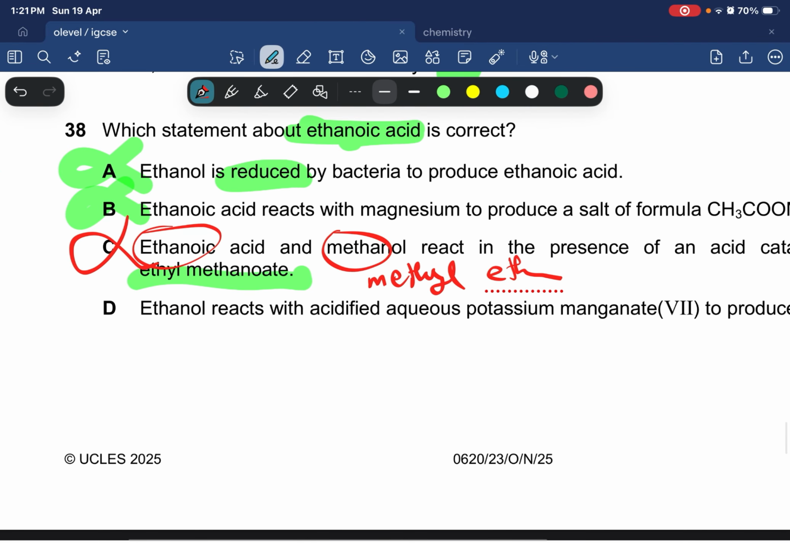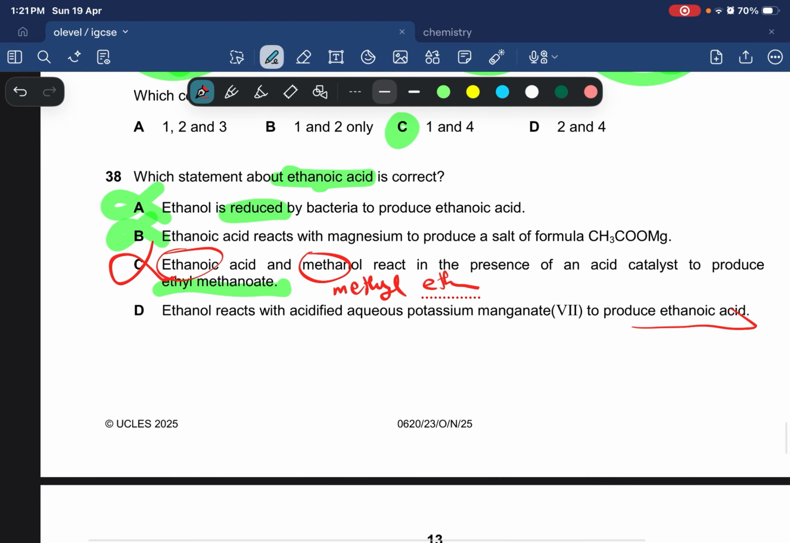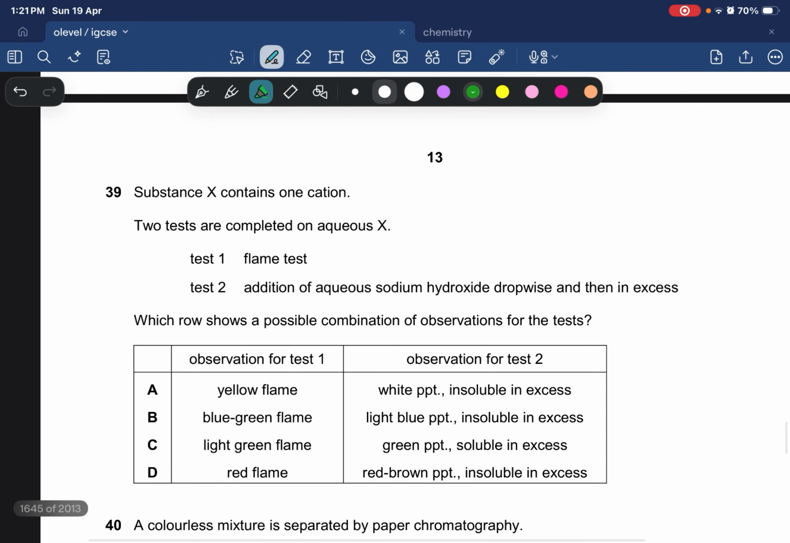Ethanol reacts with acidified aqueous potassium manganate to produce ethanoic acid. That is correct. Ethanol oxidizing by an oxidizing agent. This is the oxidizing agent to form ethanoic acid.